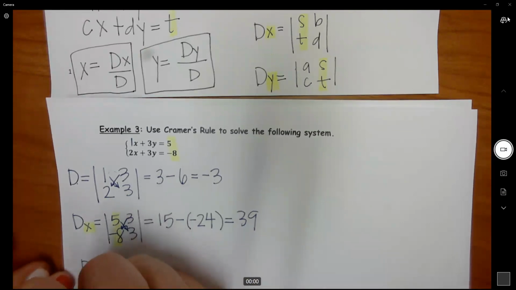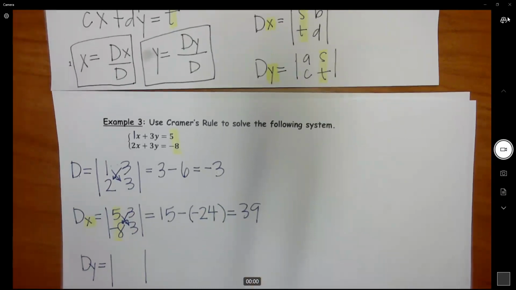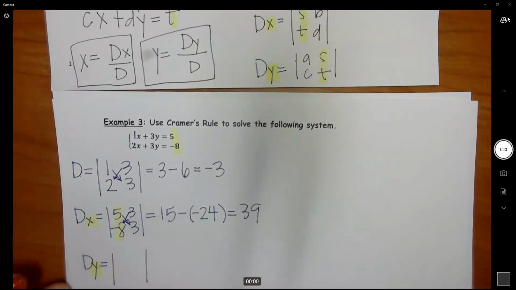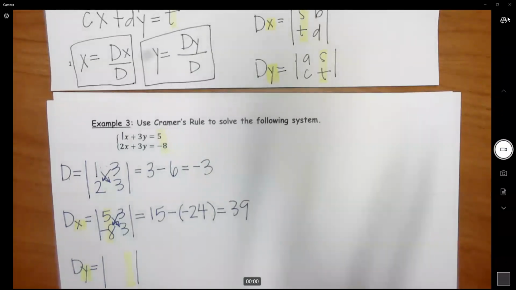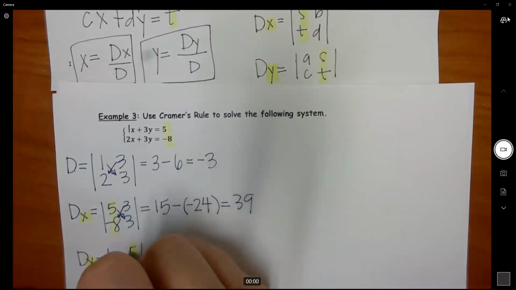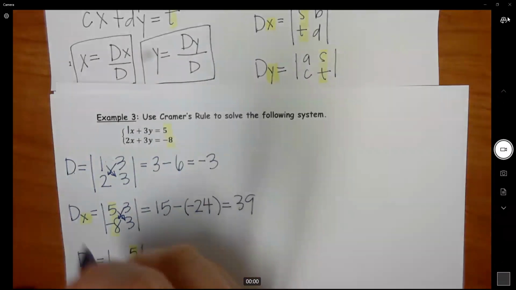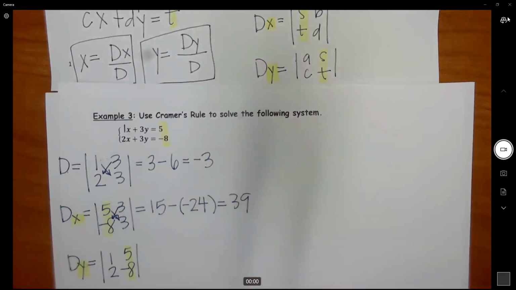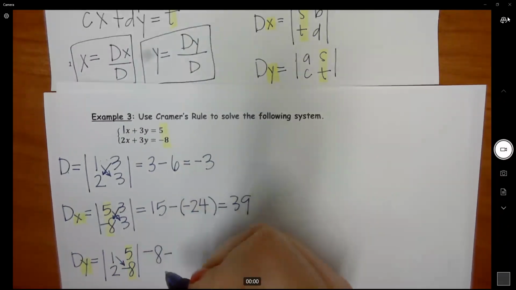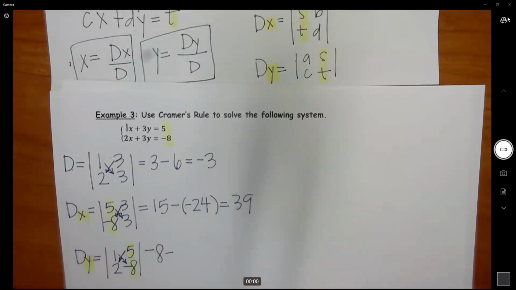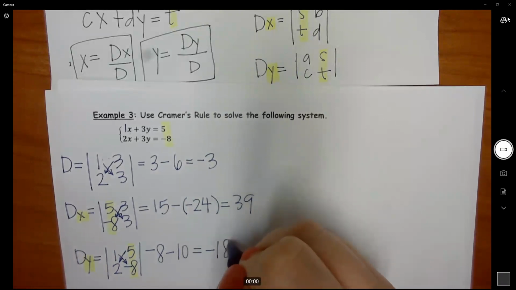Okay, so now my D sub y. Because this is sub y, I'm going to replace my y column with what these equations equal. So this becomes 5, -8. And now my x column remains from the original, which is 1, 2. So a times d gives me -8 minus the product of b times c, which is 10. And so this is going to give me -18.